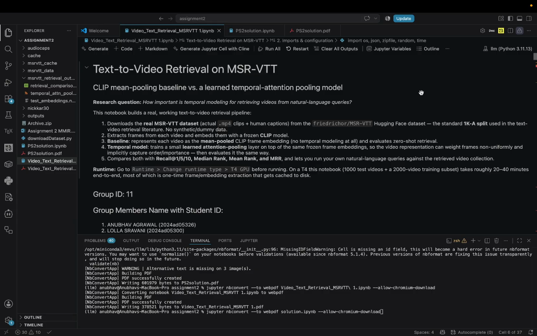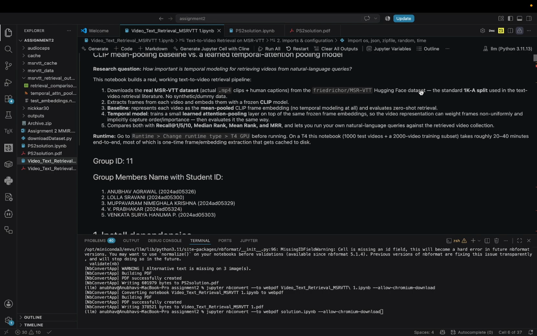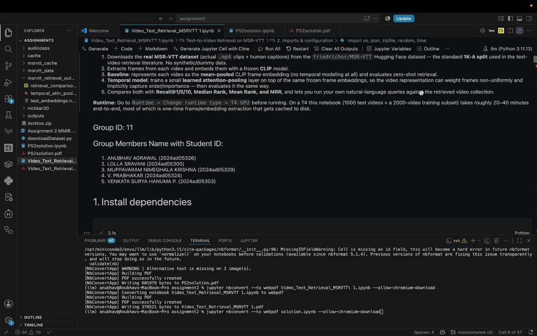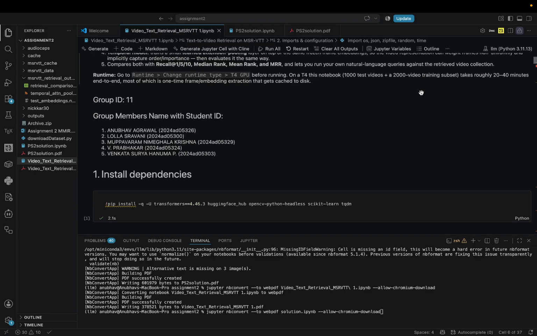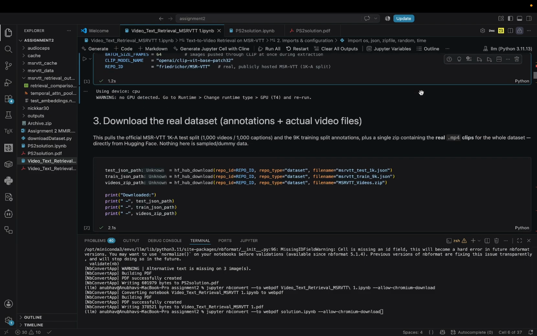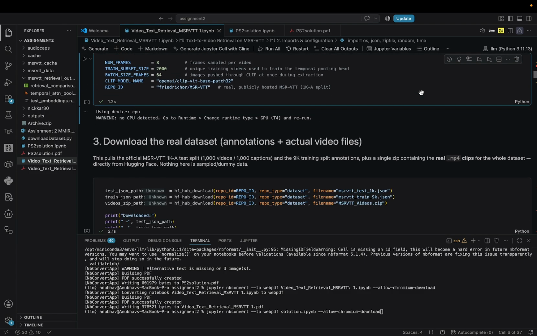So for problem one, text to video retrieval on MSR-VTT, the dataset and setup: we pulled from the Hugging Face dataset using the standard 1K split, 1,000 test videos with one caption each. That is a one-to-one retrieval setup, and the 9,000 training split, from which 2,000 unique videos are sampled to keep the training traceable. These are .mp4 clips, downloaded and decoded there.